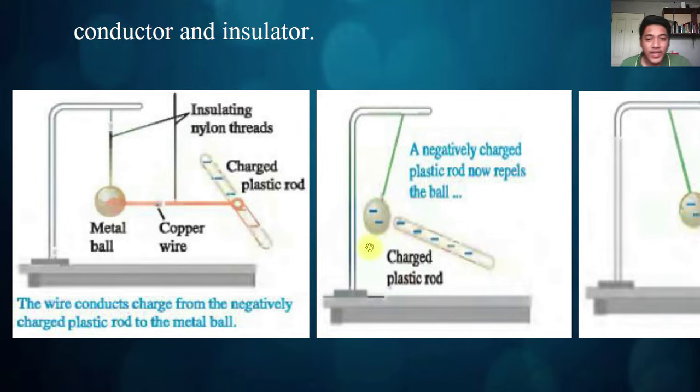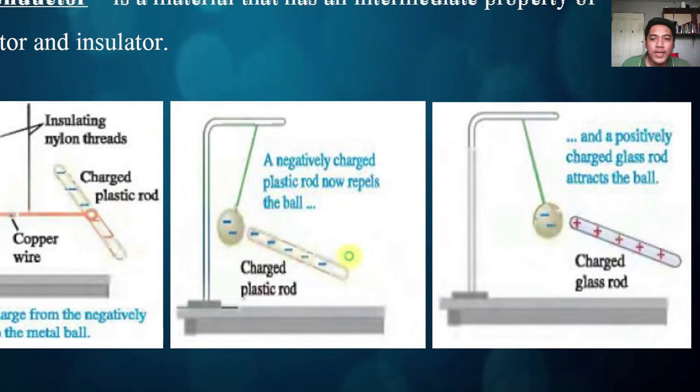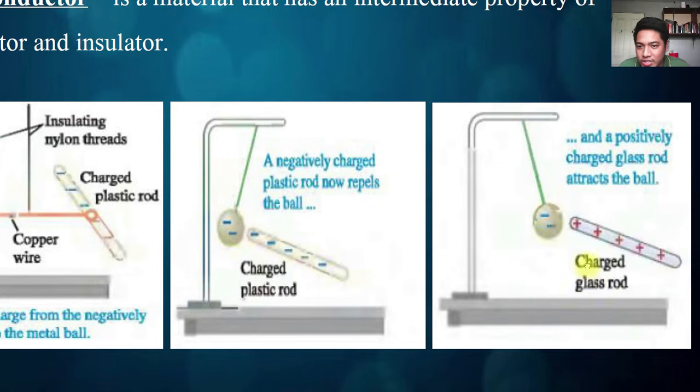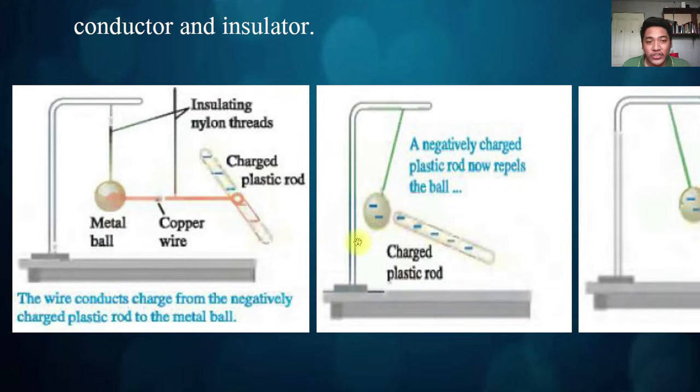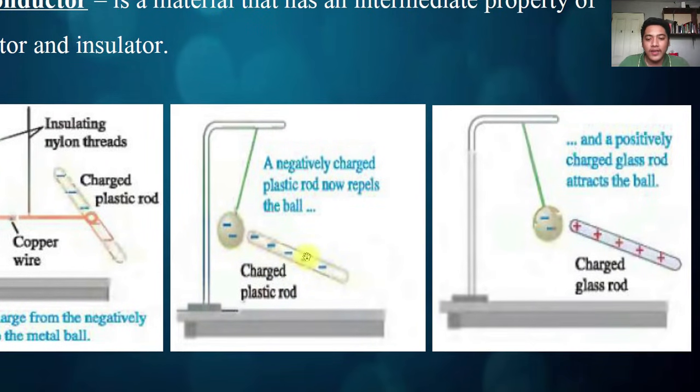And when this negatively charged plastic rod is brought close to the metal ball, it would simply repel. Likewise, if we have a positively charged glass rod and bring it near the metal ball, it would attract the metal ball, because again, like charges repel and unlike charges attract. So this is charging by conduction. There is physical contact between the charged plastic rod and the metal ball via the copper wire. That is charging by conduction.